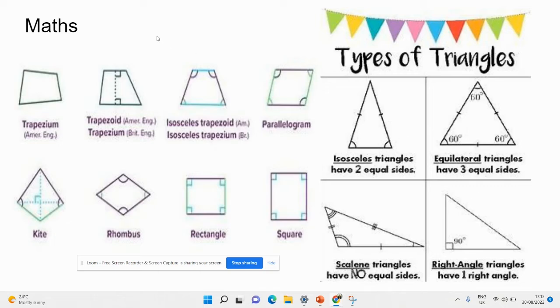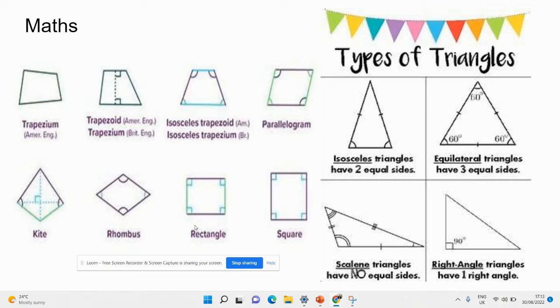And then the same again with quadrilaterals. Now, a quadrilateral is just a 4-sided shape. They need to understand that. Quad means 4, like a quad bike has 4 wheels. But also that they will have come across a couple of these before. Square and rectangle are examples of quadrilaterals.